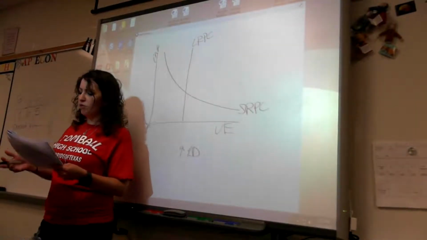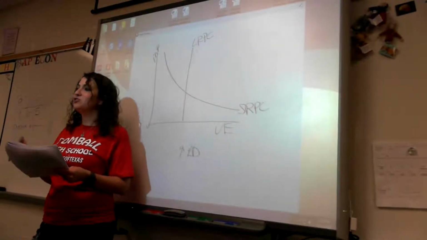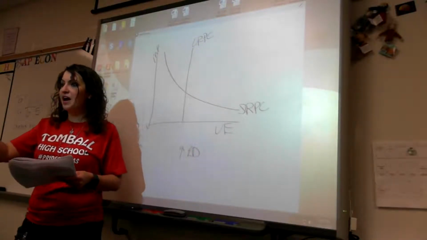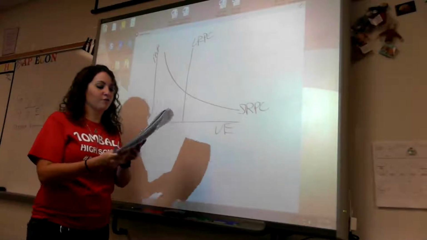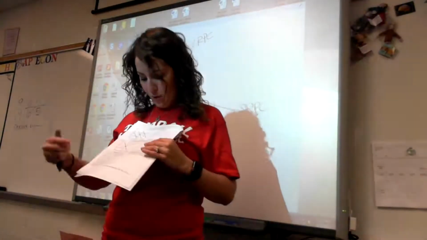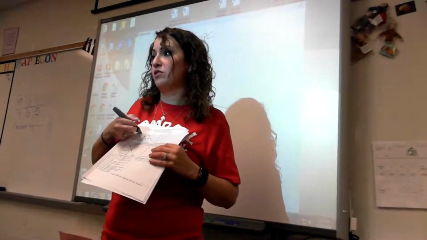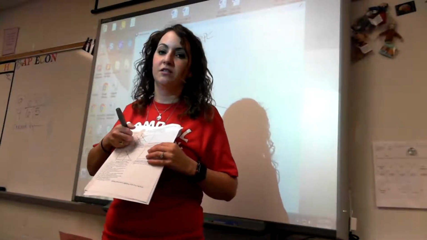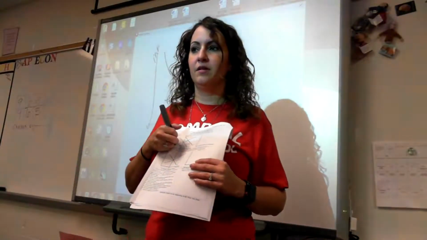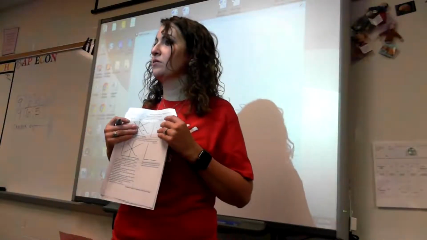Okay, so what do you call it when you shift from AD to AD2 and go to point C? That's a recessionary gap. That's a recession. So going from A to B is demand pull inflation. But going from A to C, you can write off to the side here, that's a recession. It's causing a recessionary gap.